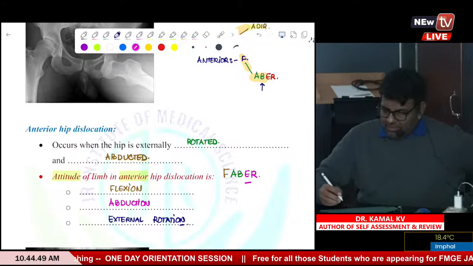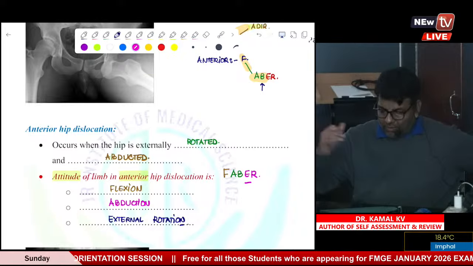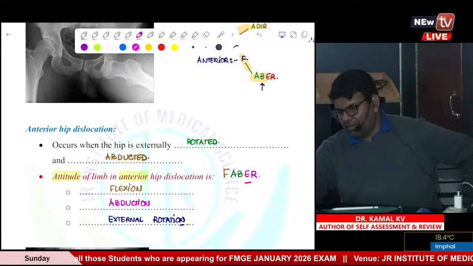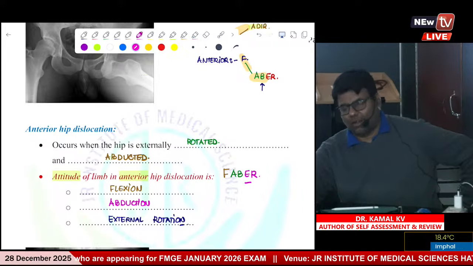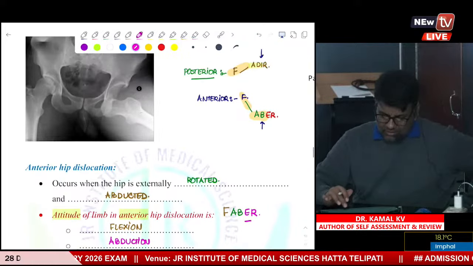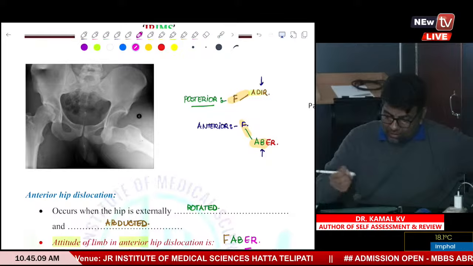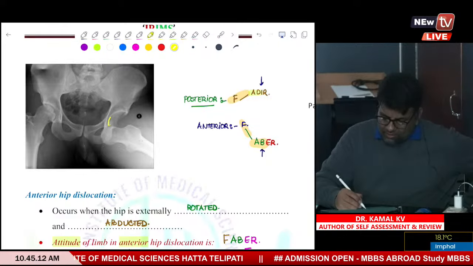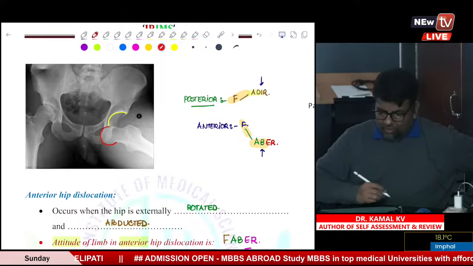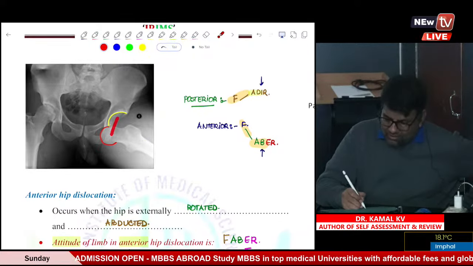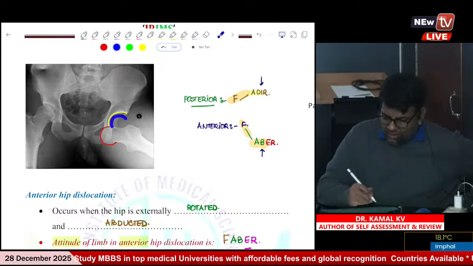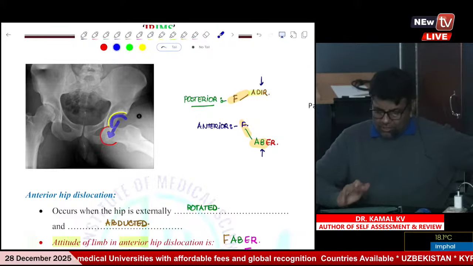Now abduction means the lower limb will be away from the midline. External rotation means, if this is the foot, the lateral border will be touching the couch. So easily we can diagnose it clinically. Now look here. This is the acetabulum, and this is the head of femur. Obviously it has moved outside, so there is dislocation, because normally it should be somewhere here.